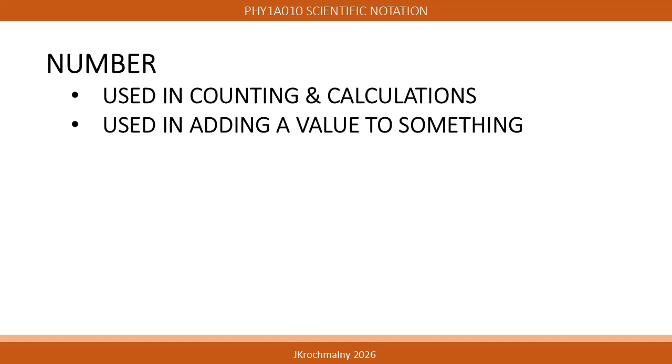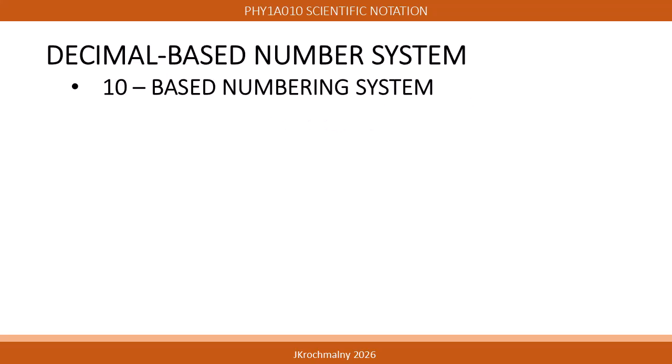Let's refresh our understanding of our current numbering system. We use numbers in counting and calculations. We also consider numbers to be related to a value of something. Currently, the world uses the 10-based numbering system. In a 10-based numbering system, everything starts at 0 and builds from there. In this case, 0 is nothing. Realize that 0 could also indicate a value too.